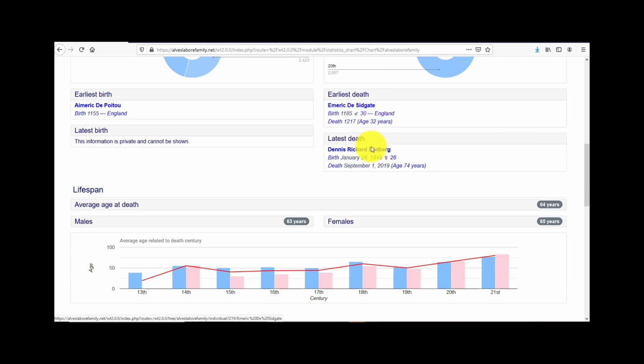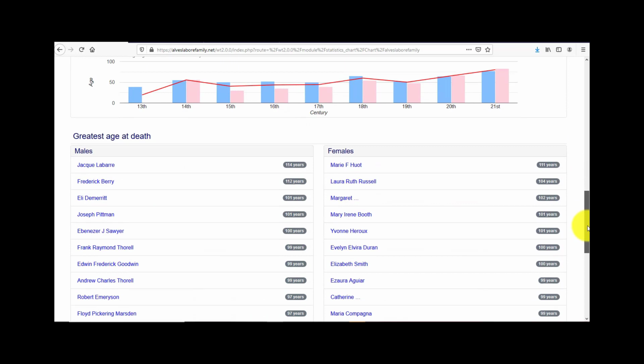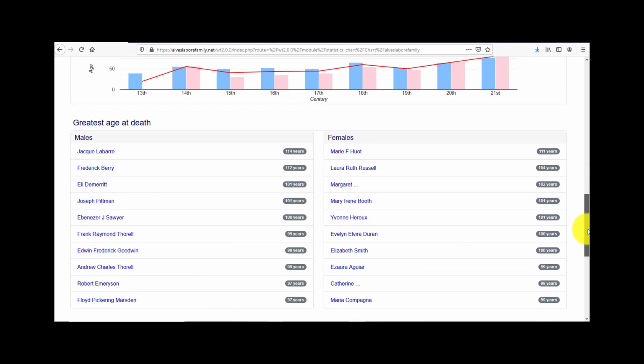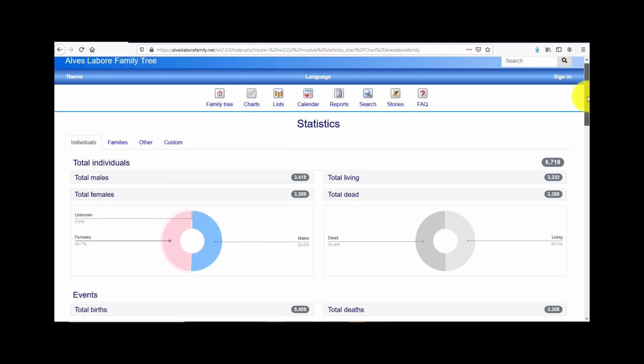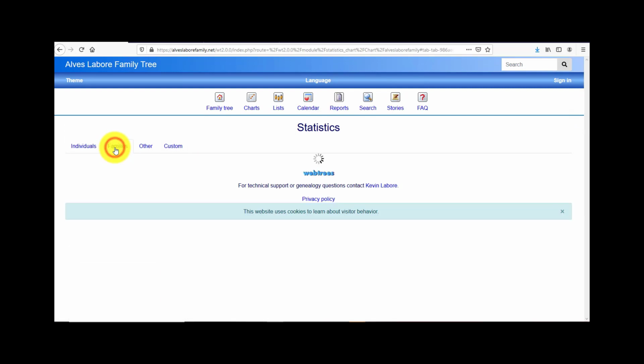It tells the earliest death, the latest death. Now this will be based on your view, so you can't necessarily see people who died that are not private to you. So average age of death is 64 years, and you get this little graph here by century. And then greatest age, this might be a little bit distorted in some cases, but it is based on records. Those are individuals, from families.